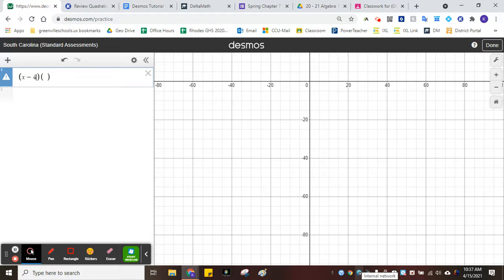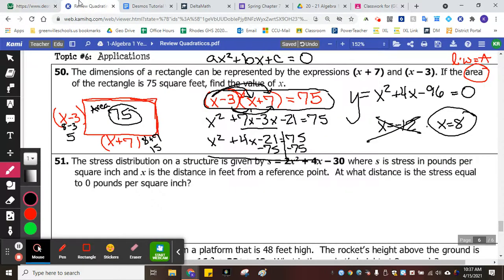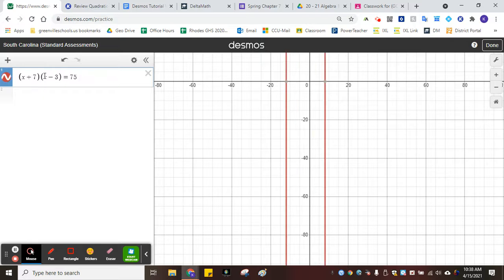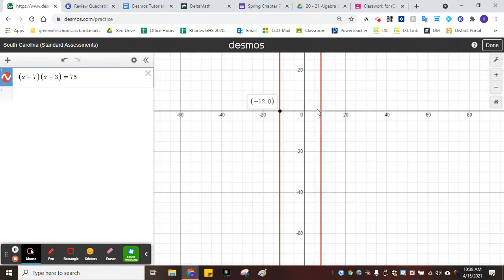x minus 3, x plus 7. I was wrong. x minus 3 times x plus 7 equals 75. And then your zeros are your answers. So this question is very simple. Once you know you're multiplying your two sides, setting it equal to 75, I graph it. Where it crosses the x-axis are my solutions. Make sure you know the negative 12 doesn't make sense, so you get rid of that one.